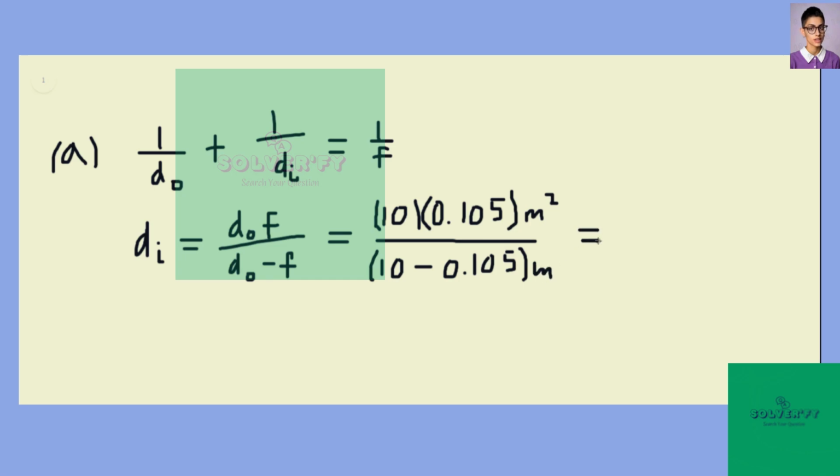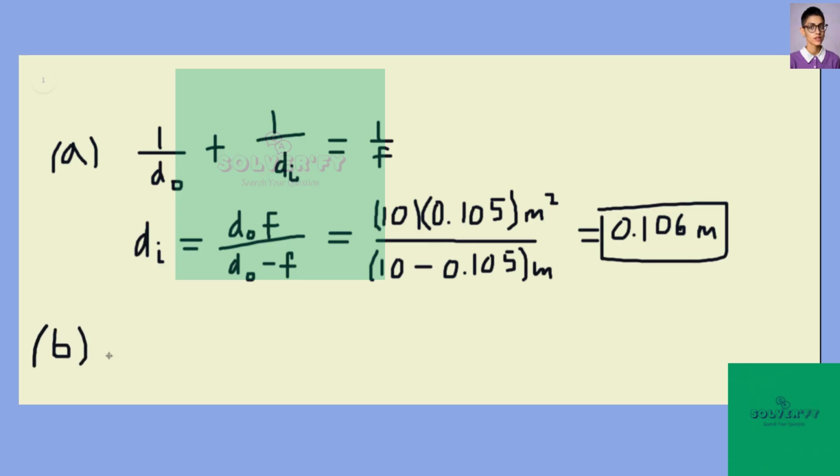So carrying out this expression, we find that this distance is 0.106 meters, which would be 106 millimeters, but we'll just leave it in units of meters and box that in as our solution for part A. Now for part B, all we're asked to do is, using the same focal length, change the distance to the object.